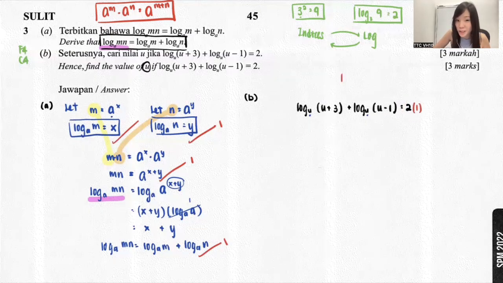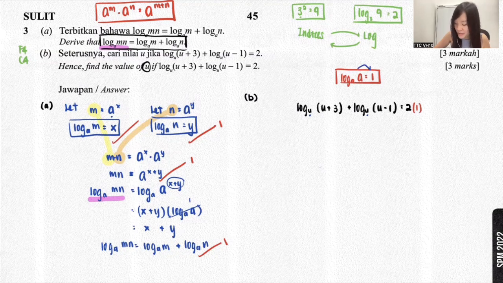Why do I like 1 so much? Because you learned this formula before, where log A A will be 1. So if log A A can be 1, then 1 can also become log A A. Therefore, the 1, I can write it as log u u. You want base u, right? Log u u. So now everyone is the same base. Quite happy? Now everyone is the same base already.